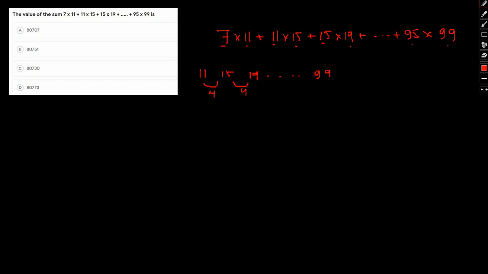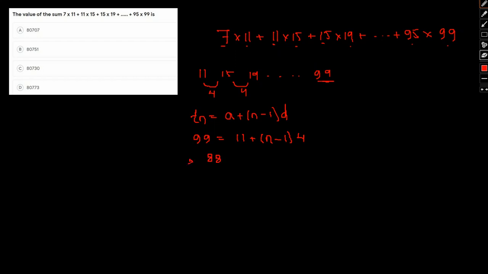So now if I am to find the number of terms, we know that Tn can be given as a plus n minus 1 into d. We know this particular formula is of AP. So the nth term in this regard is 99. We take 99. A in this regard is 11 plus n minus 1, which we need to find out, into d, which is 4. So that comes out to be 88.